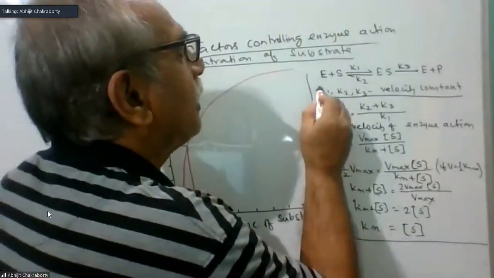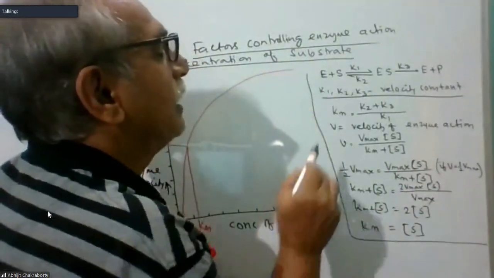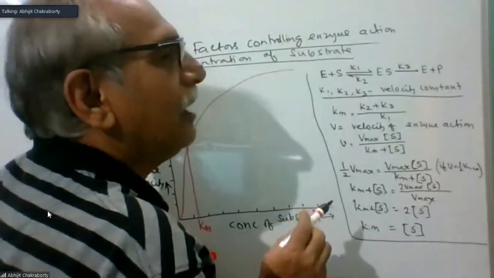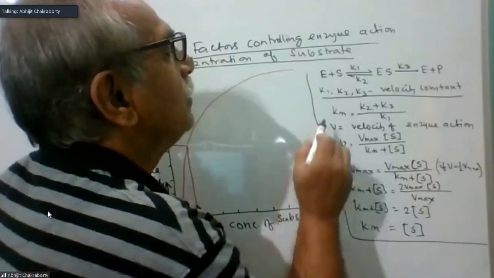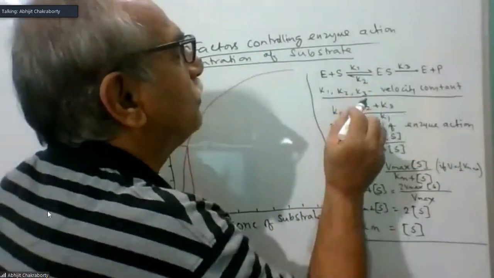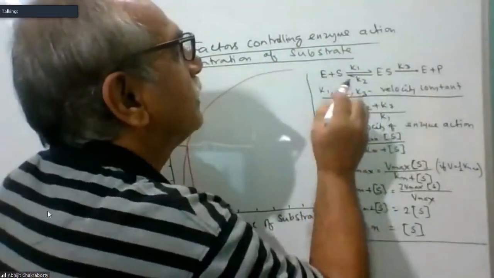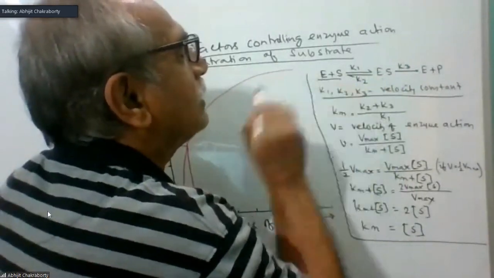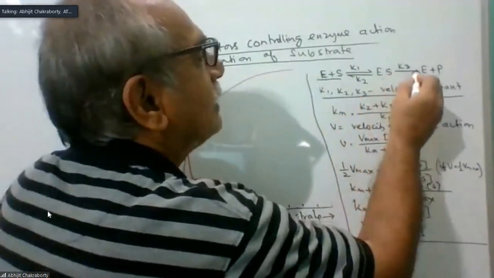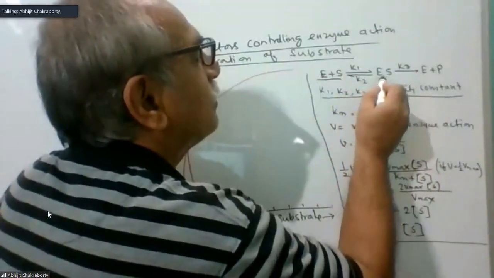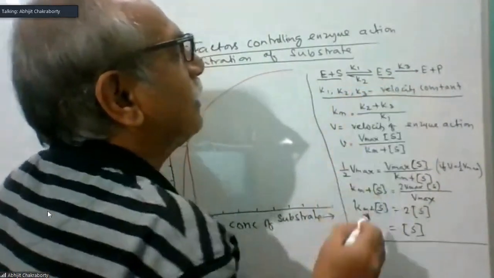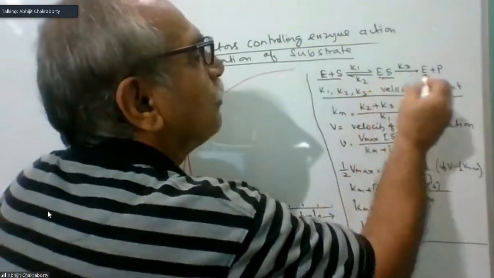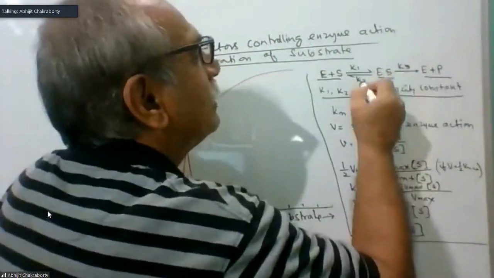K1 and the others are actually velocity constants. Km is the substrate concentration at which generally we get the half maximum velocity. If you compare K2 and K3, E plus S gives ES with K2, and then you get K3. So these are the constants which help in the breakdown of enzyme substrate to enzyme and substrate, and also enzyme substrate to product. That's why these two are added.